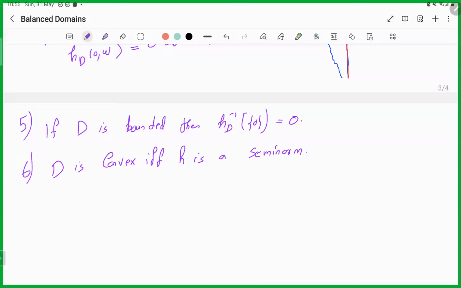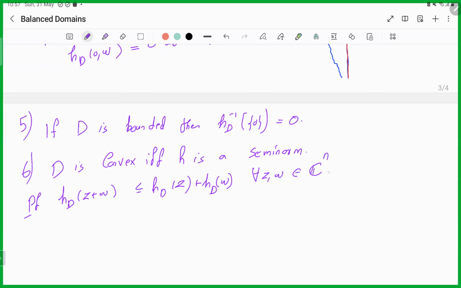The homogeneity property: we check that H_D of lambda Z is equal to modulus lambda times H of Z. The only property left to check is the triangle inequality. We have to show that for all Z, W belonging to C. Maybe I can quickly tell the idea of the proof.